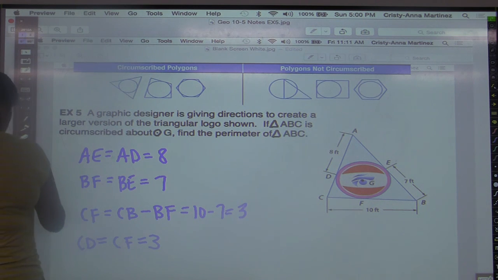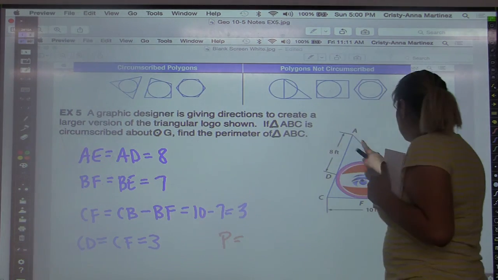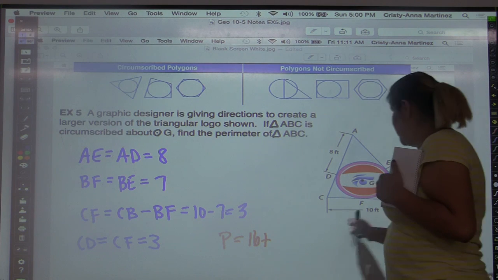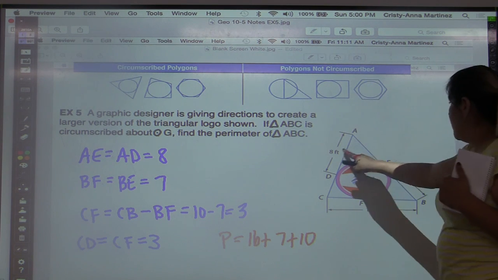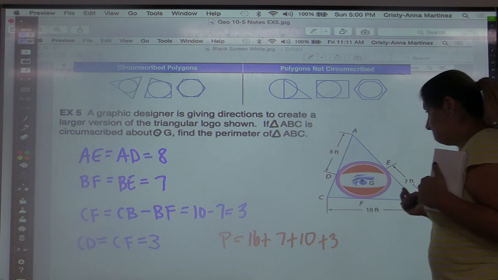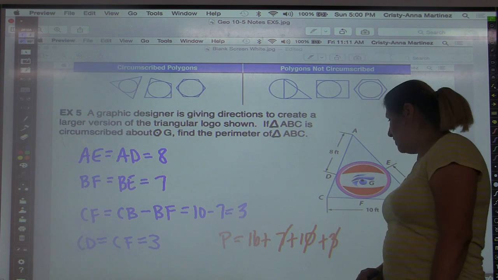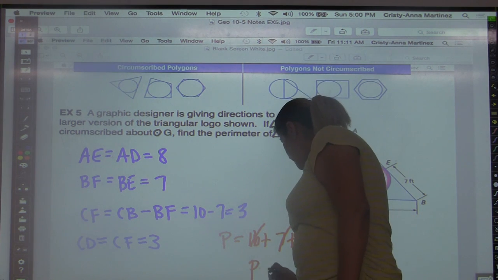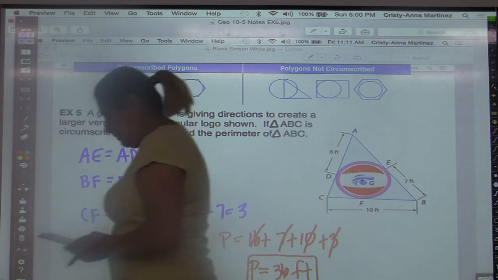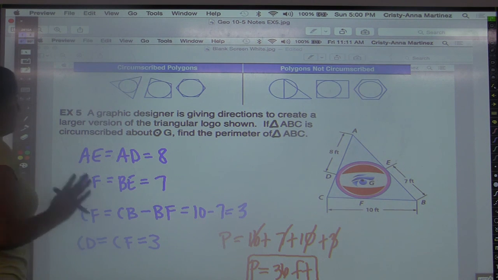To find the perimeter, we're just going to say that perimeter is equal to 8 plus 8, which is 16, plus 7 plus 10. So this is 8, 7, this whole thing is 10 plus 3, and that's it. We've got all the pieces together. Now 10 plus 7 is 17, plus 3 more is 20, and 20 plus 16 gives us 36 total feet for the perimeter of that figure. Even though it seemed like it was going to be a big doozy, it ends up being pretty easy to figure out. So that is how you do example 5.